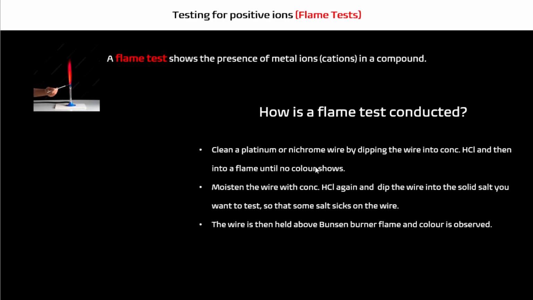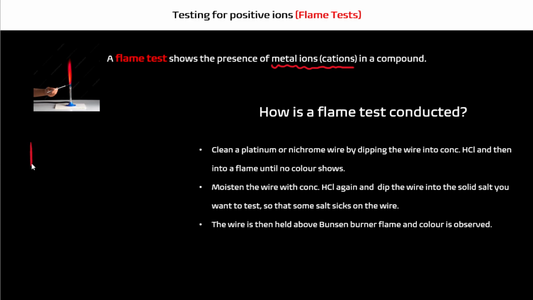Now, the test for positive ions or cations by using the flame test. A flame test will show the presence of metal ions or cations in a compound. If they ask you to describe how to carry out a flame test, first what you would tell them is you're going to clean a platinum or nichrome wire by dipping the wire into concentrated hydrochloric acid and then into a flame until no color shows.